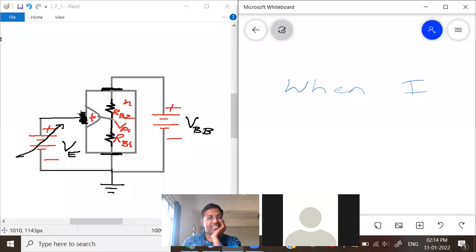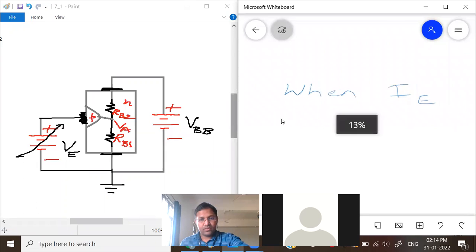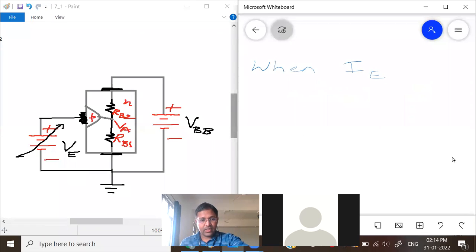Okay, this is the emitter terminal VE. What happens when the emitter current is 0? We will take that case first. Emitter current is 0, right? Means as good as nothing is connected. Nothing is connected to this particular P region. VE is unconnected. In such a situation, what happens? We are going to study now.